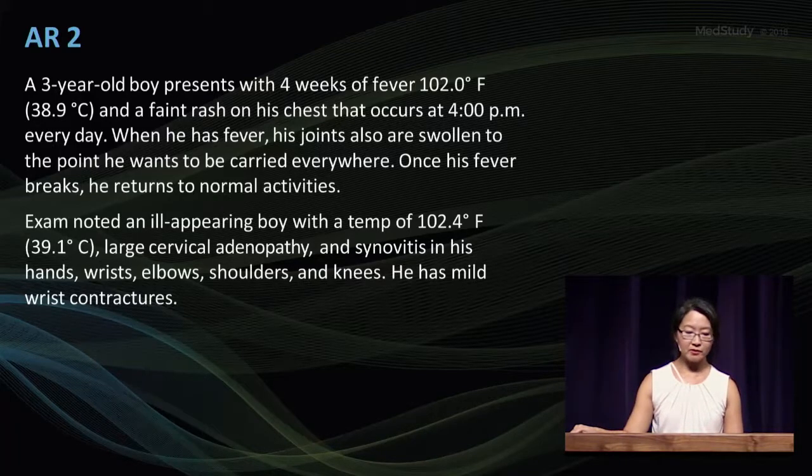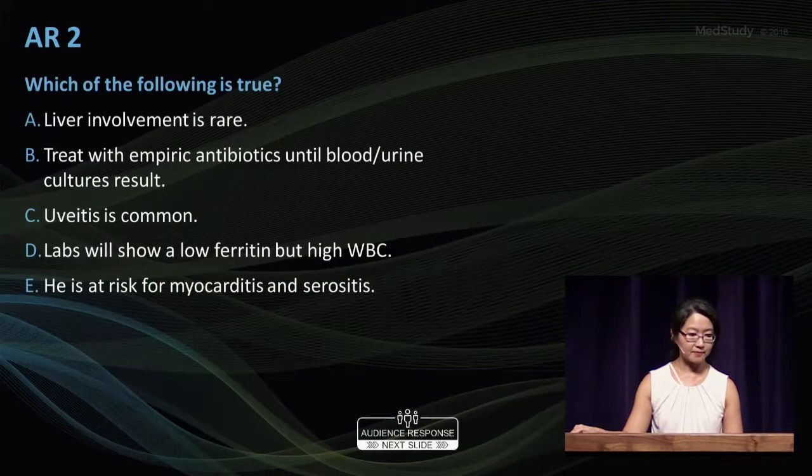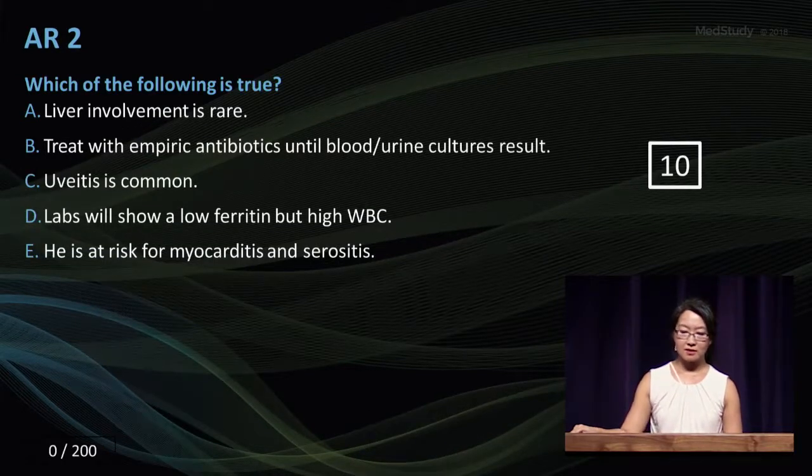Exam noted an ill-appearing boy with a temperature of 102.4, large cervical adenopathy, and synovitis in his hands, wrists, elbows, shoulders, and knees. He has mild wrist contractures. Which of the following is true? A, liver involvement is rare. B, treat with empiric antibiotics until blood and urine cultures are resulted. C, uveitis is common. D, labs will show a low ferritin but high white blood cell count. And E, he's at risk for myocarditis and serositis. Your answer, please.